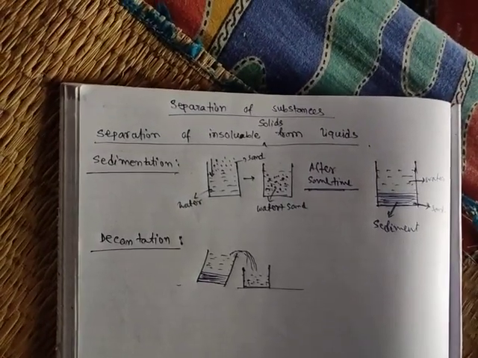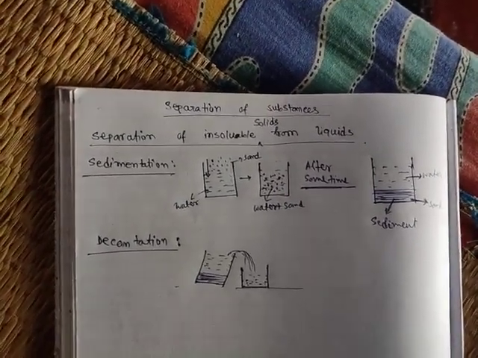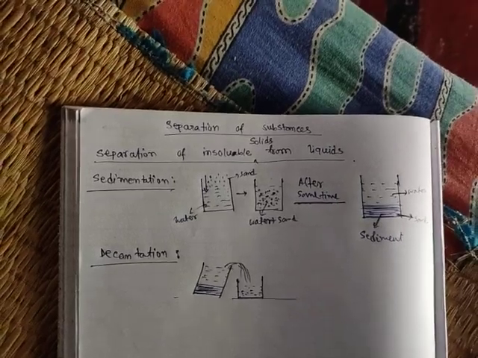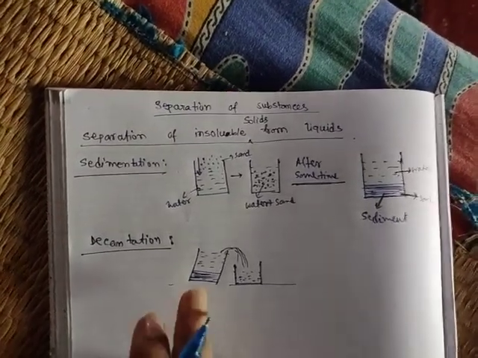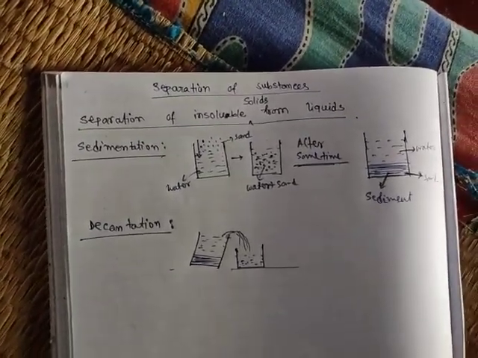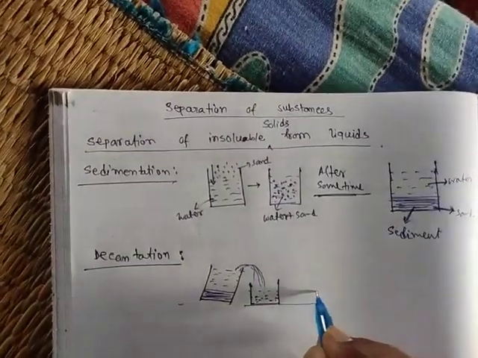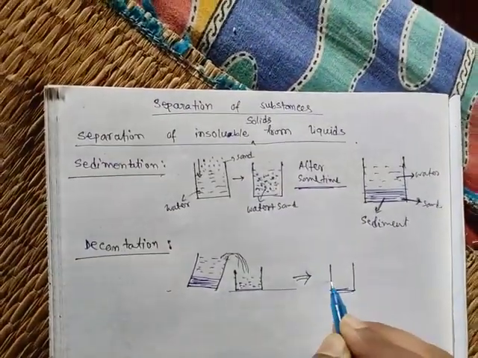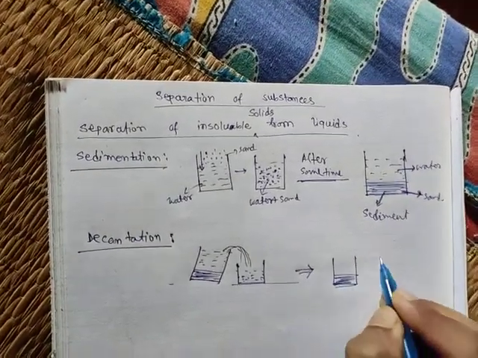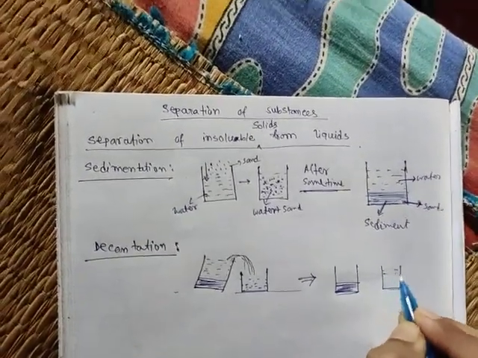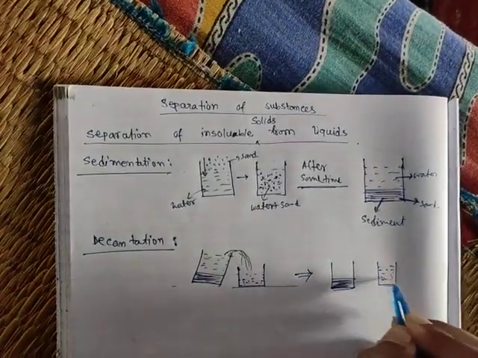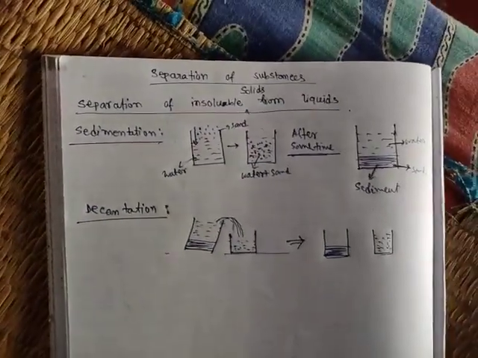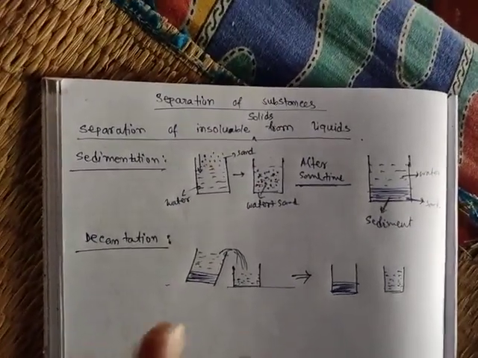Okay, so decantation is nothing but gradually pouring the liquid from one container to another container without disturbing the sediment. That means after some time, in this container only sand will remain, and in the other container water will be collected. So understand what is decantation.